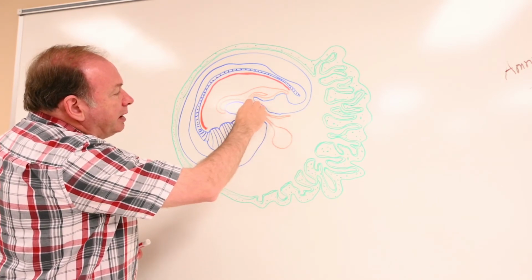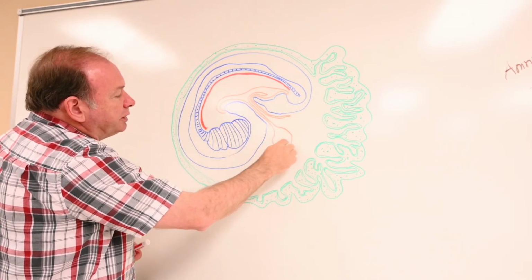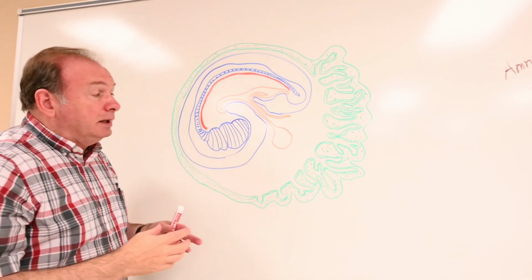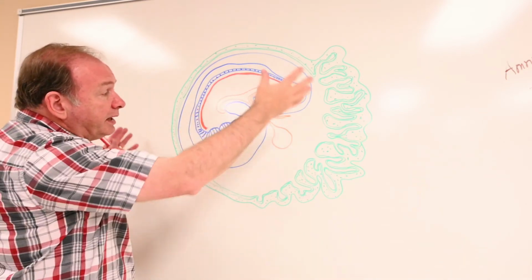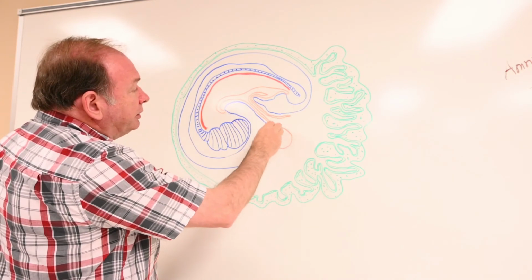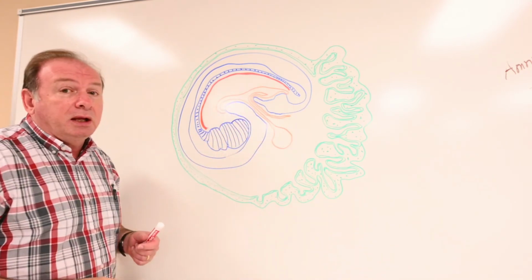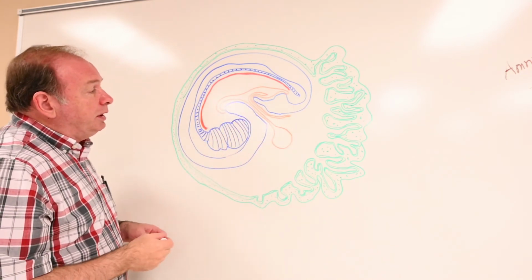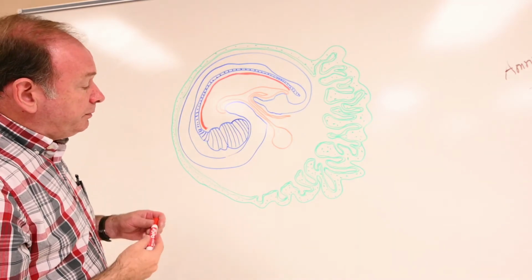The allantois comes out through there, and the connection to the yolk sac. So this is all that's left of our yolk sac. It didn't grow much, so as everything else grows around it, it gets smaller and smaller and is eventually taken up into that umbilical cord as just a remnant of what it used to be.